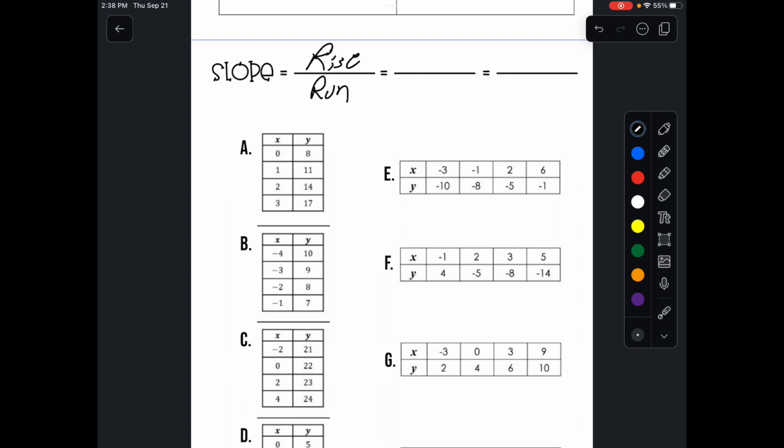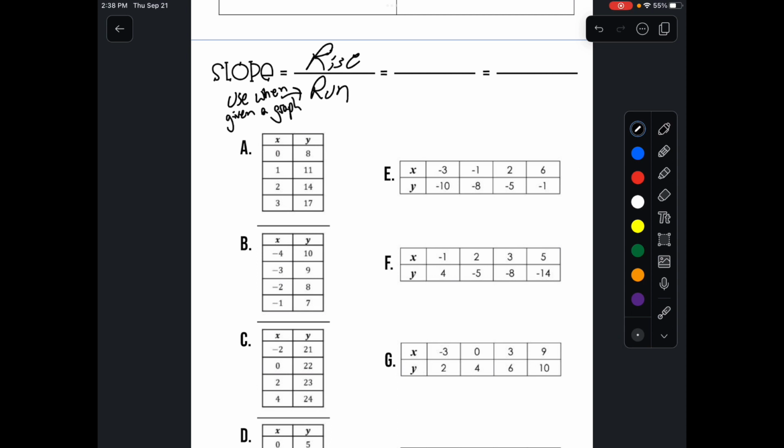And so we are always going to use this when we are given a graph, right? So I'm going to say use when given a graph. Okay, rise over run.